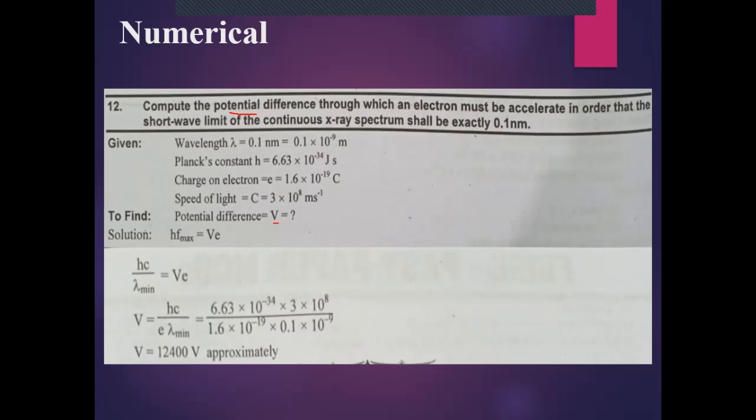Again the relation is the same: hf is equal to VE, the kinetic energy of the electron is converted into photon energy, hf equal to VE. Putting the value of frequency, f is equal to c over lambda, we get the relation hc over lambda minimum equal to VE. From this, we can find the electric potential V is equal to hc over e times lambda minimum. By placing the values, we get the answer, approximately 12400.